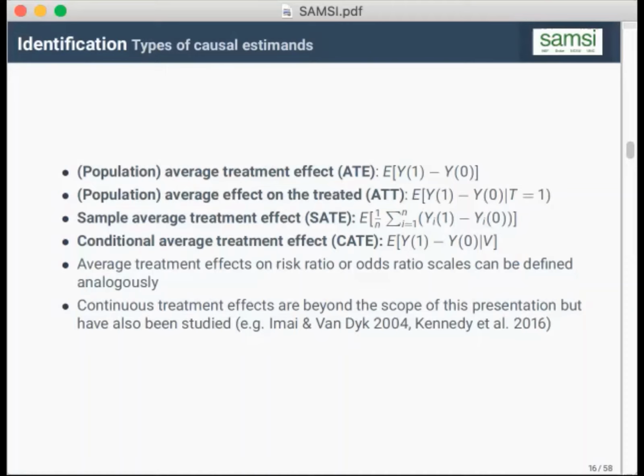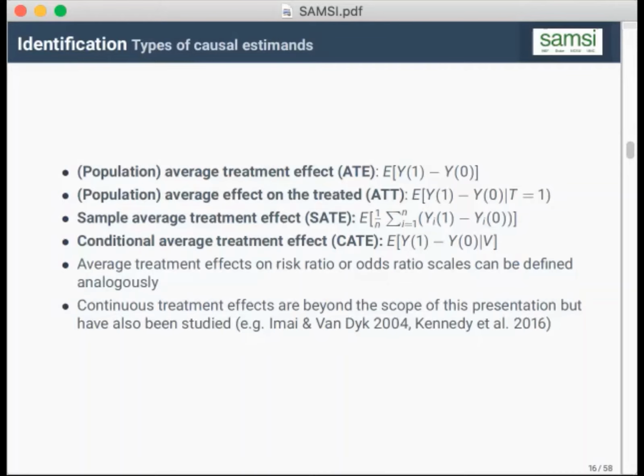The SATE is the sample average treatment effect, and the idea here is that if we have a truly random sample, then the SATE is equal to the PATE. The average treatment effect is sometimes called the population average treatment effect, or PATE, to differentiate it from the SATE. But if we have a non-random sample, if the people in our study differ to some extent from the population that we're interested in, the target population, then the sample average treatment effect might actually be different from the population average treatment effect. And so it has its own definition in that case.